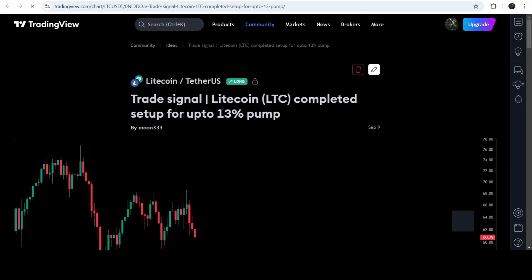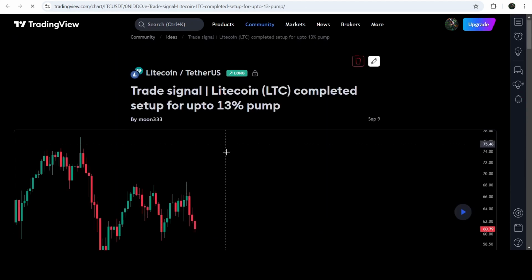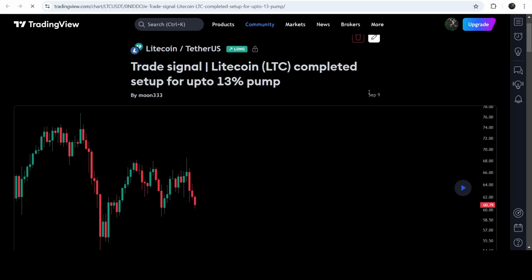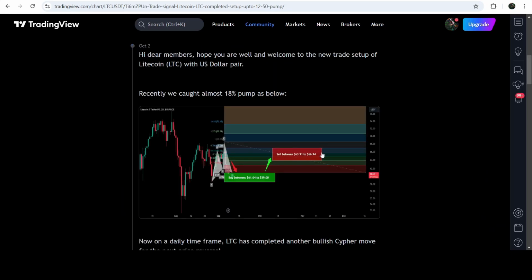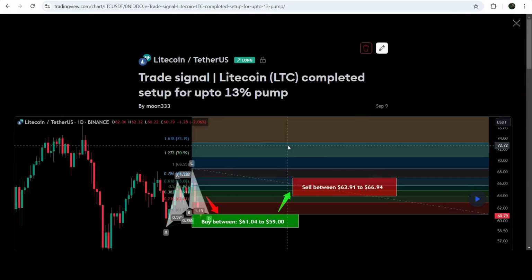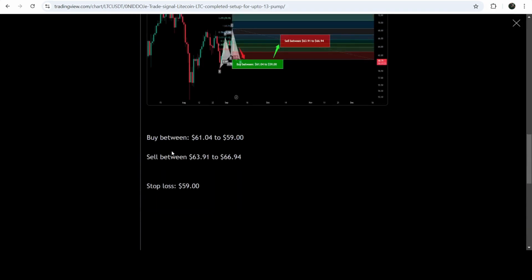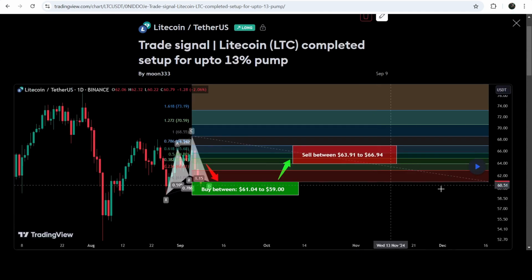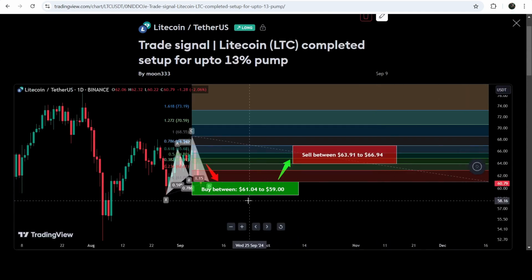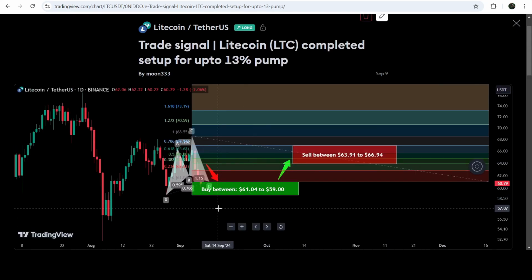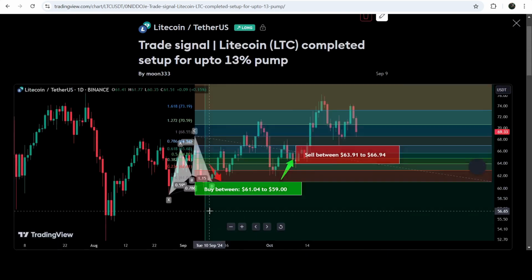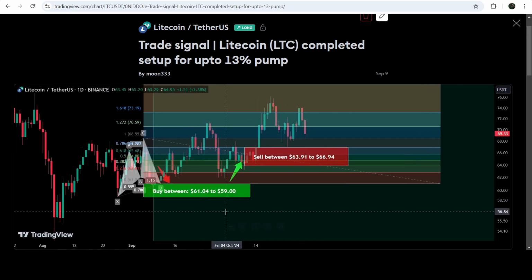And if we take a look at the previous move, this one, by the way, this move I shared on 9th of September 2024, then you can see that this was another harmonic bullish reversal cipher pattern that Litecoin formed on the daily time frame chart, this one. And this was a complete trade signal for this move, a buying zone, the sell target zone and the stop loss. And now if I play this chart, then you can see that the price then started another very nice reversal from this buying zone and rallied beyond the sell target zone. This was almost 18% pump on this daily time frame chart.